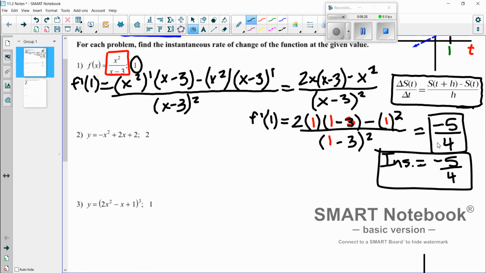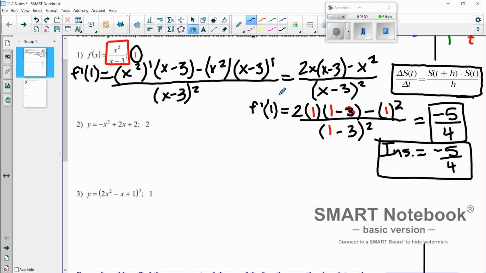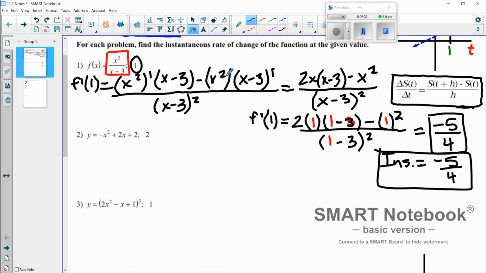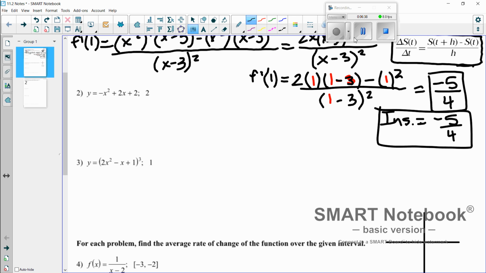Okay, so all we did was apply the derivative, and then plug in the given value to get the instantaneous rate. So let's move on to 2. And what we're going to do is make sure we adjust our notation here, right? Because we have y now. Okay, and we're going to introduce a little bit more notation here. But so let's just find the derivative of y.